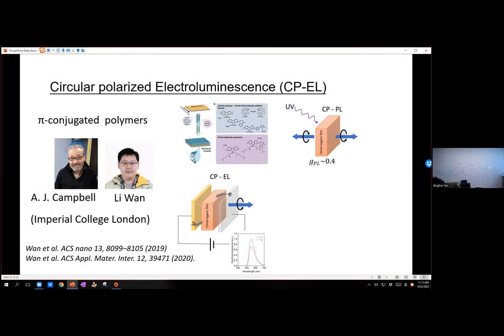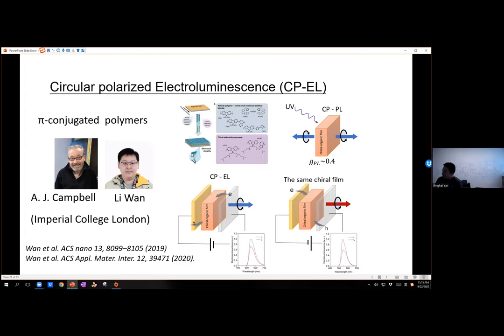And people believe if we want to change the chirality of the light, we should change the chirality of the thin film, just make a new device with the opposite chirality. That is always what they did. Then one day Li Wan made a slight change in the device. What is the change? Mostly in their device, the electron is always injected from the transparent part. He changed the current flow in the device, so the hole comes from the transparent part. Then the light gets out from the same thin film. The light polarization just flipped.